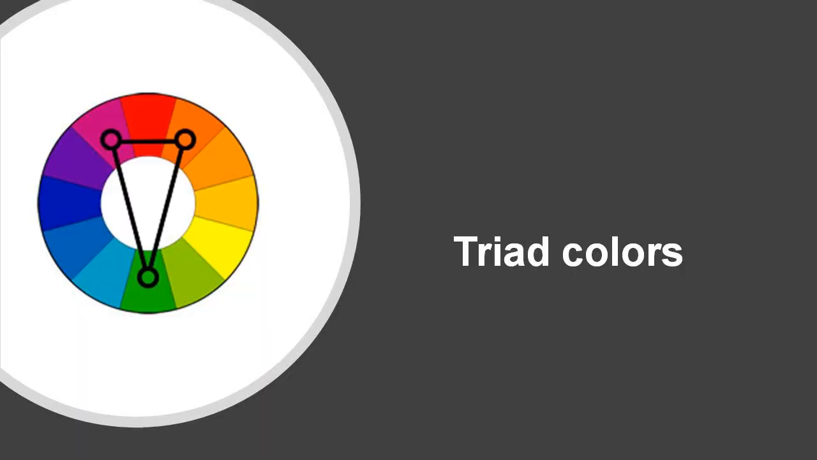The third one is the triad colors. It is actually the same wheel of colors, but three colors having equal distance from each other are selected. So instead of selecting two colors, they are selecting three colors having equal distance from each other. If we are drawing any figure where we need only two colors, then we will use the complementary colors. But if we need three colors, then we will use the triad colors.